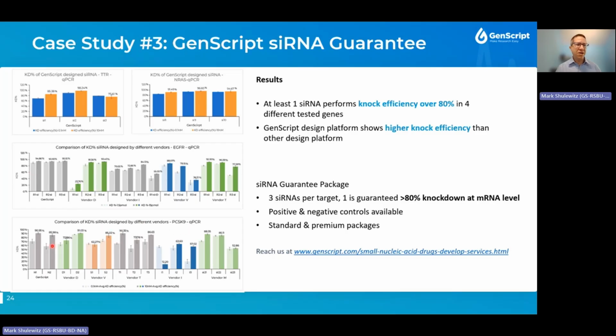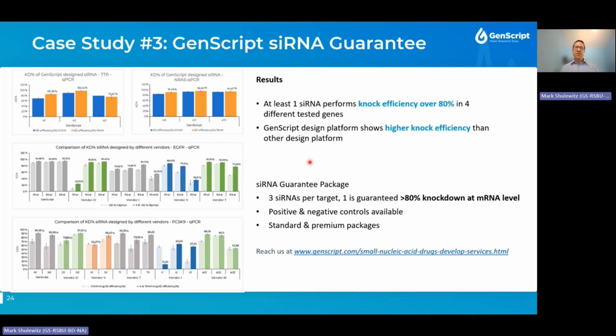On the bottom part of this figure, we're looking at 2 additional genes. In one case, we have 3 siRNAs, and in the other case, we only have 2 siRNAs. But these data basically show a comparison of GenScript's design as well as synthesis compared to siRNAs designed and synthesized by other suppliers. And as you can see, ours outperformed the other suppliers that we've tested. To summarize the results, in every gene that we've designed siRNAs for, in this particular experiment, we see knockdown efficiency over 80%, across all 4 tested genes. We see GenScript does outperform other suppliers.